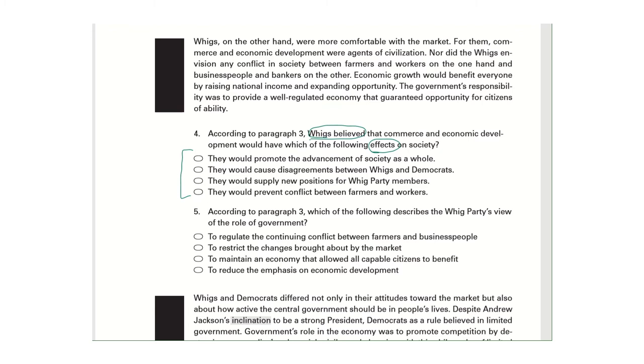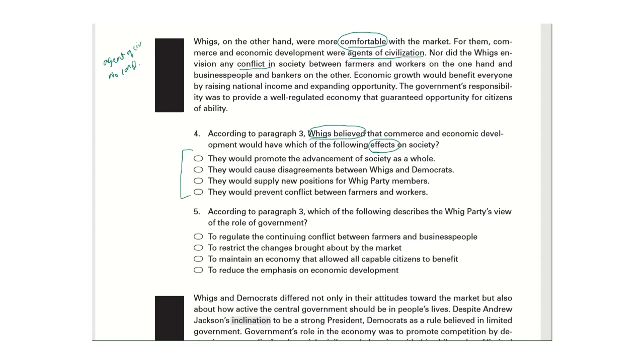So we are talking about the effect commerce and economic development would have. Whigs were more comfortable with the market. So they are comfortable with the market. For them, commerce and economic development were agents of civilization. Okay, so they are calling them agents of civilization. Nor did the Whigs envision any conflict. For them there is no conflict. So agents of civilization and no conflict between bankers and others, farmers and all this.